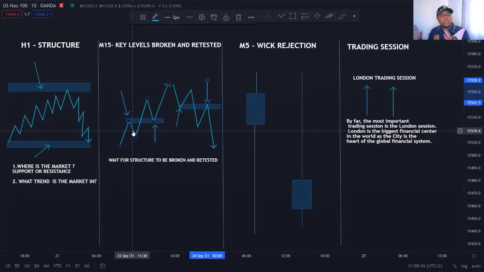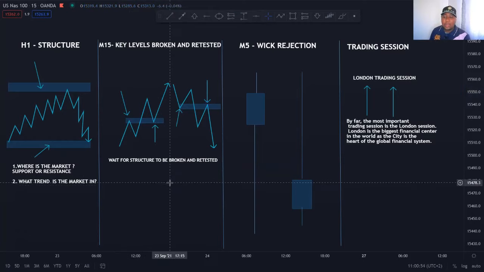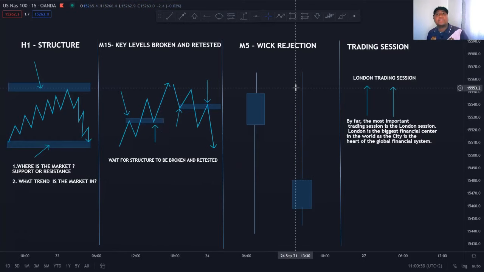Then you want to go to your 5 minutes once you've done all of this validation to say wait for structure to be broken and retested, and that's where you want to get your entries at the lower highs and higher lows.